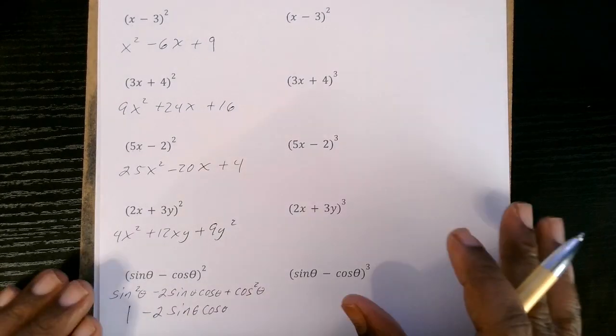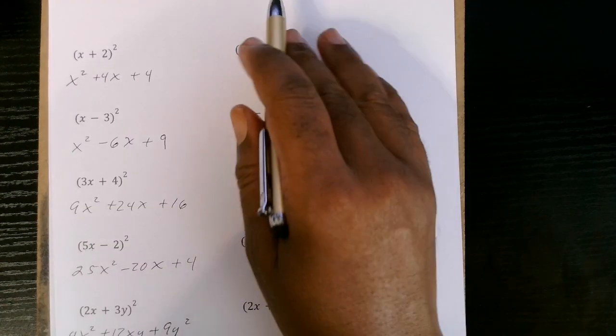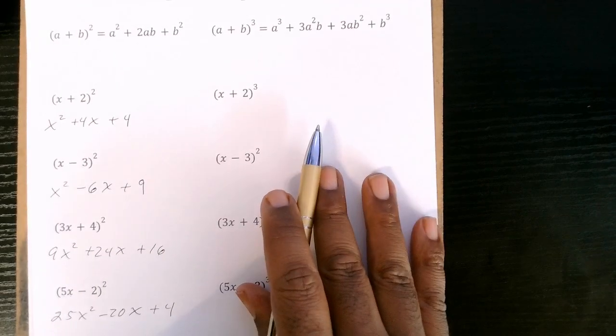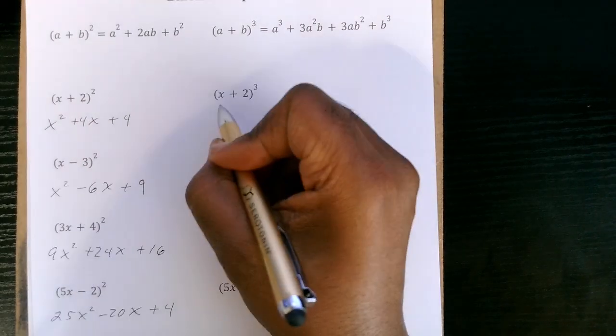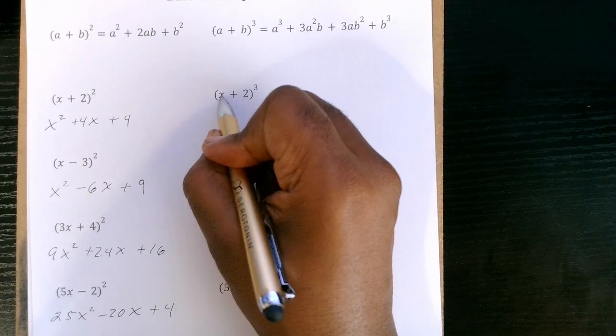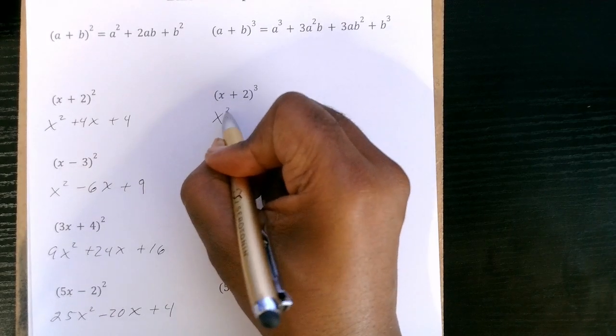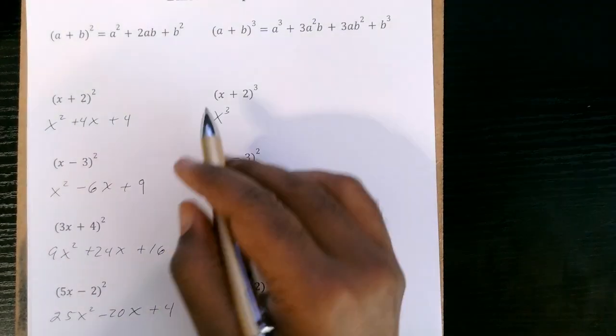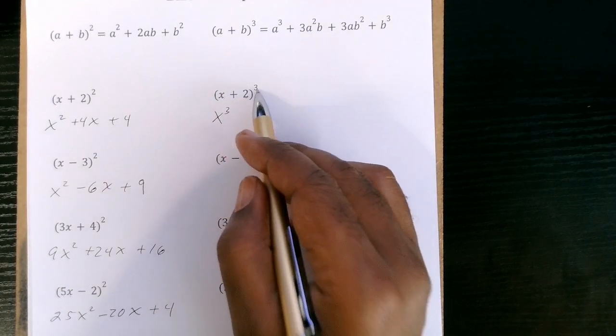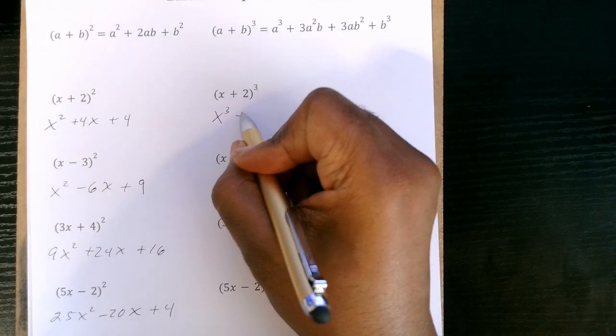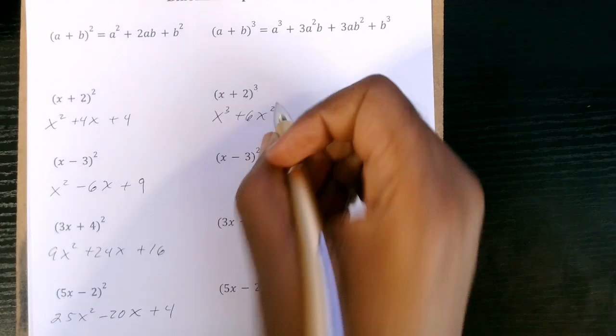Okay, let's do the binomial expansion of third powers. With this we start off by saying x times x times x. That's going to give us x cubed. Next, we want x times x times 2 times 3. That's going to give us 6x squared.